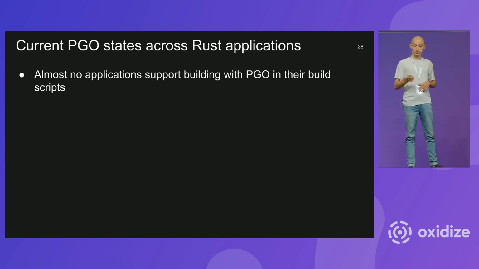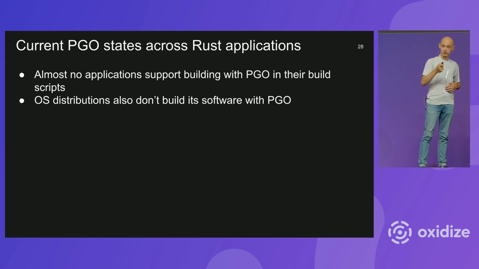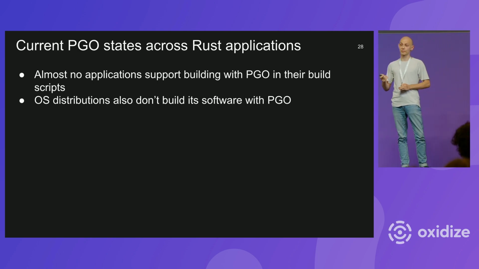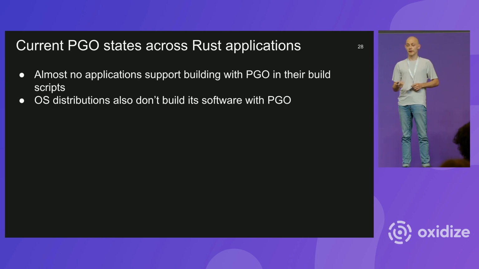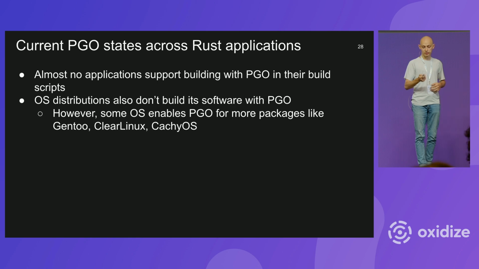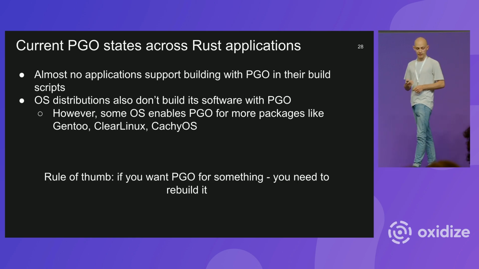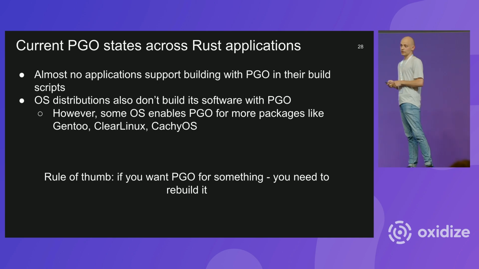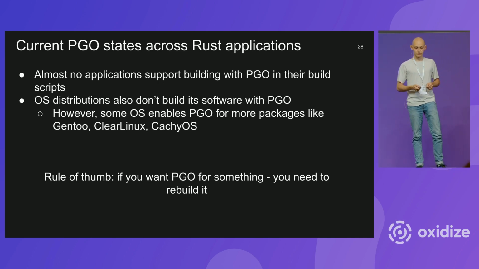Almost no applications support building with PGO in their build scripts. The distributions also don't build their software with PGO because there is no support in the upstream, and they don't care much about tweaking build scripts and so on. However, some OS distributions enable PGO more frequently, like Gentoo, Clear Linux, or CachyOS. So if you want to find some inspiration, take a look at them. So rule of thumb, if you want to get PGO for your application, just recompile it yourself.